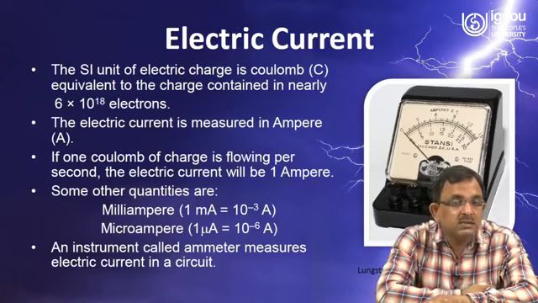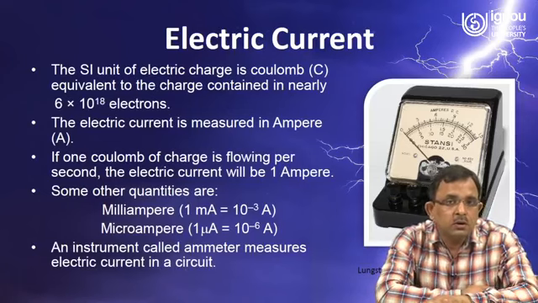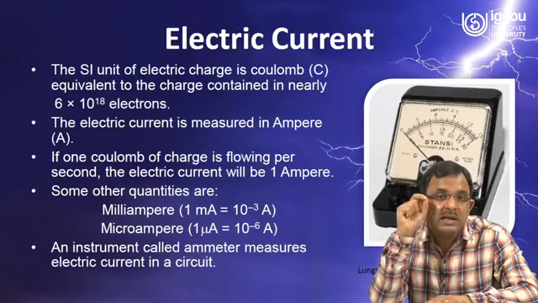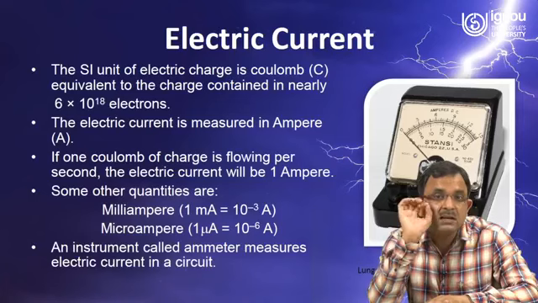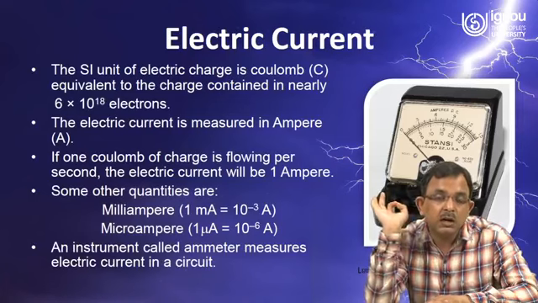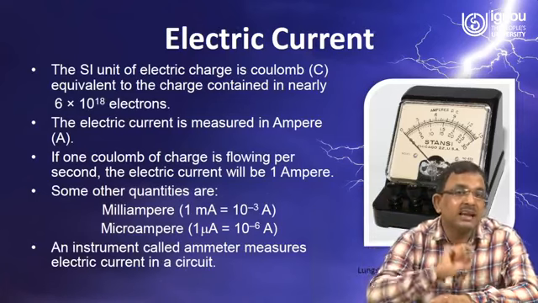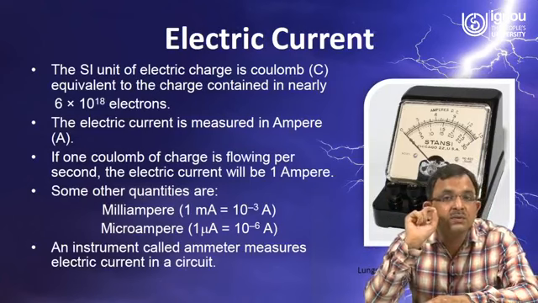The electric current is measured in ampere. So if 1 coulomb charge is flowing per second, meaning 6 into 10 to the power 18 electrons are moving per second through a conductor, then the electric current in that conductor is 1 ampere.